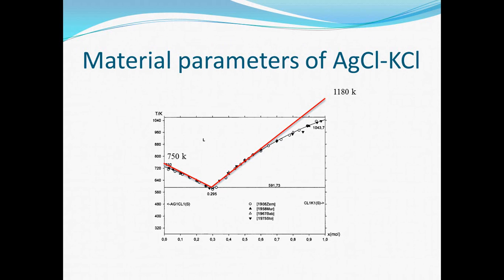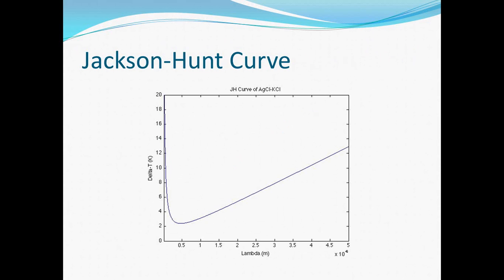So this is the phase diagram of silver chloride and the potassium chloride system. The red lines are tangent lines of both liquid lines, from which we get the slope of them. And then this is the Jackson-Hunt curve for the system. As you can see, when the undercooling reaches its minimum, the lamellar spacing is about 0.5 micrometer.